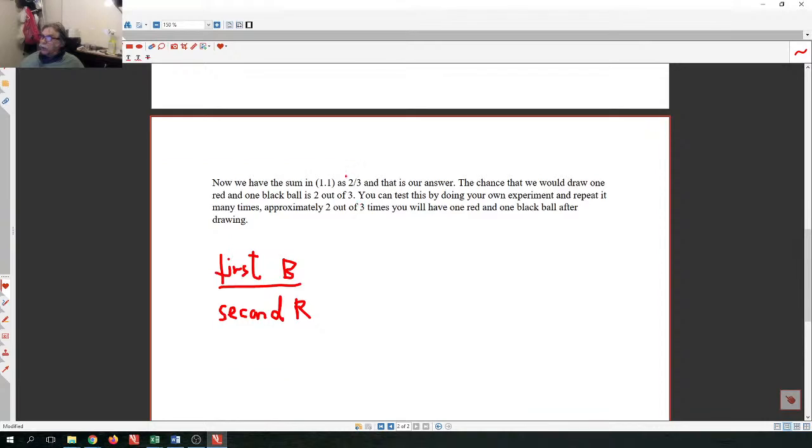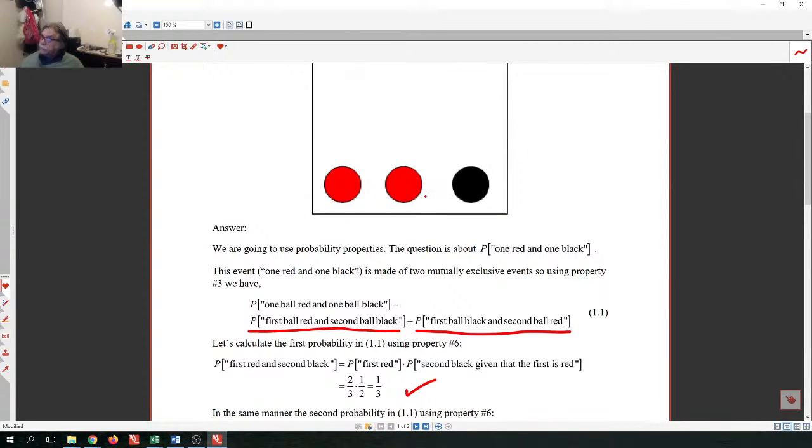Now, if the first ball drawn is black, okay? If you draw the first ball and it's black, the chance of getting the second one red is 100%, because there are only two balls there and both are red, so it's going to be 100%. Now, if the first ball is not black, so that didn't happen, that means that one of the balls that was drawn was red. And then the probability that the second one is red is going to be 1 out of 2, because you have one red, one black left.